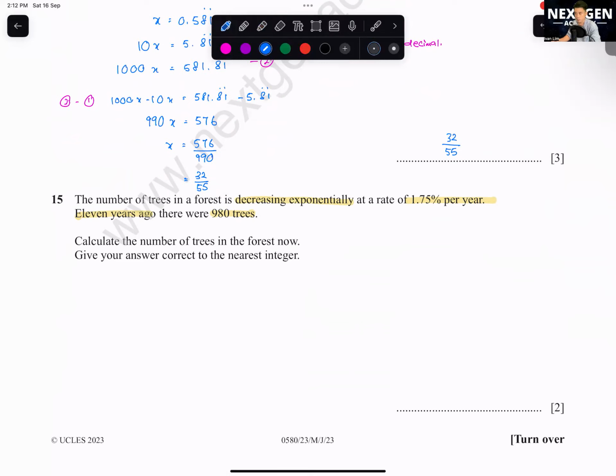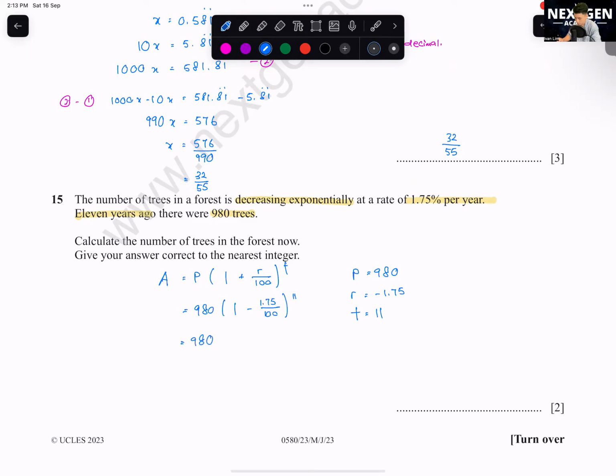When you see the word exponentially, we are going to use the exact same formula as the compound interest formula. So your A is equal to P bracket 1 plus R over 100 to the power of T. In this case it will be minus because it decreases exponentially. So my P is 980, my R is negative 1.75, my T is 11. We sub it inside here: 980, 1 minus 1.75 over 100 to the power of 11.